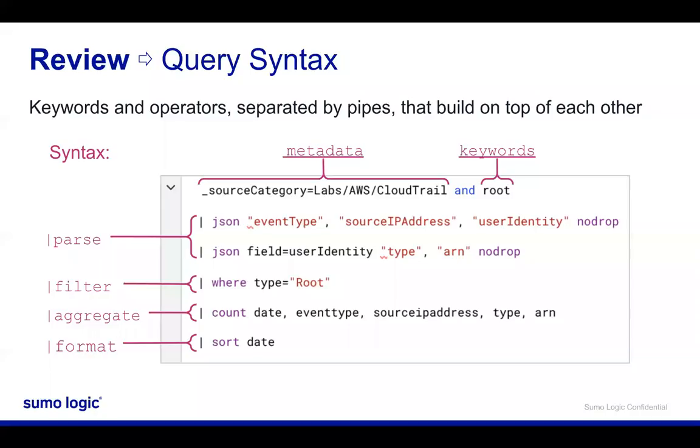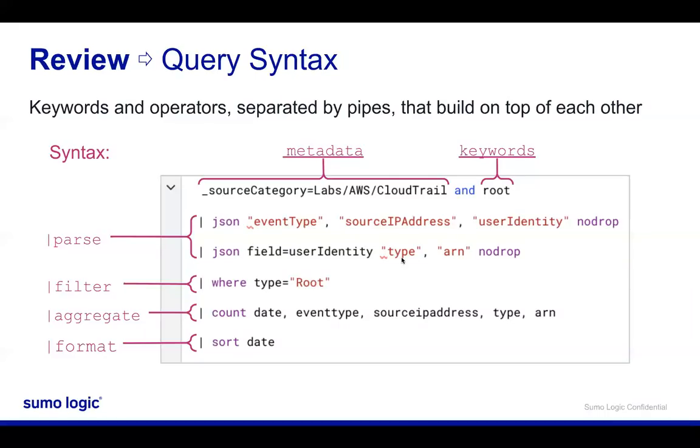What you saw me do before, and here's a good example of it, is the query itself is just keywords and operators that are separated by pipes, and they build one on top of each other. So for example, in this query, I'm looking for labs AWS CloudTrail data that has the word root. So I'm using metadata, I'm using keywords, and I'm sending those messages on to parse. In this case, I'm doing the JSON parsing.